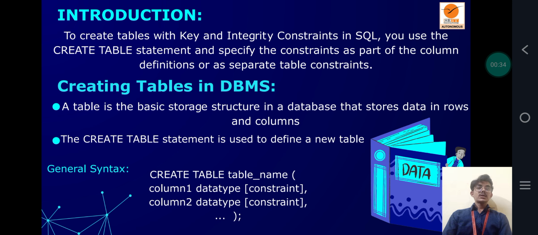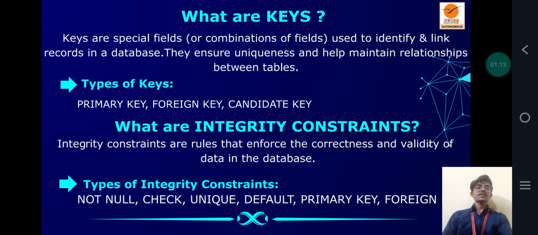First of all, introduction. To create tables with key and integrity constraints in SQL, you use the create table statement and specify the constraint as part of column definition or as separate table constraints. Creating table in DBMS: a table is a basic storage structure in a database that stores data in rows and columns. The create table statement is used to define a new table. Table means nothing but relation. Here is the general syntax: create table, table name, column 1 data type, column 2 data type. This is the general syntax of creating a table.